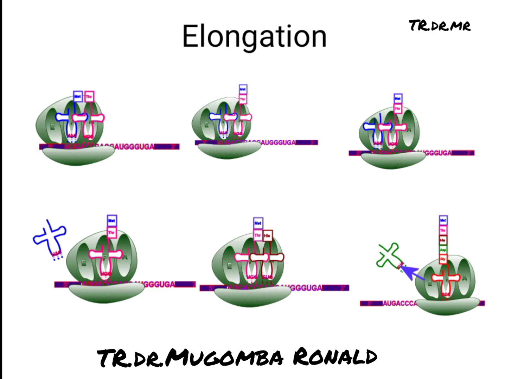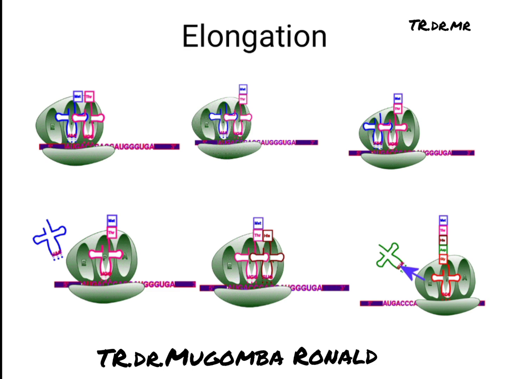Now the amino acid in the A site is joined by a peptide bond to the amino acid on the P site. However, the ribozyme acts as a catalyst. Remember I talked about ribozymes? This is where they act. The ribozyme is the catalyst for the process of forming the peptide bond between the amino acid in the P site and the amino acid in the A site.